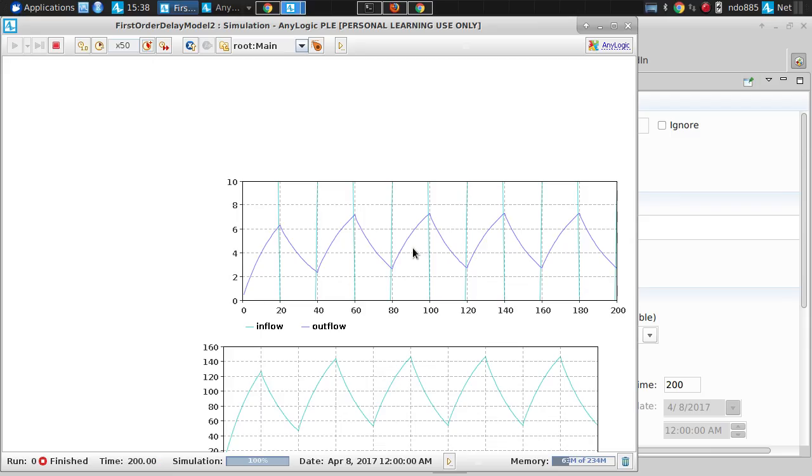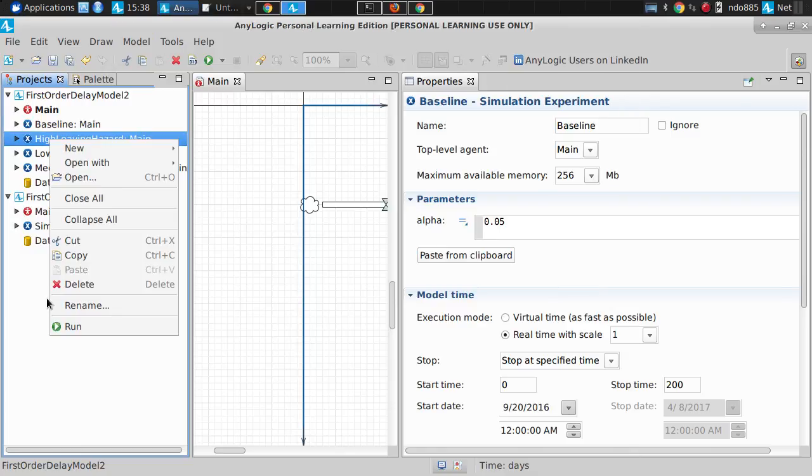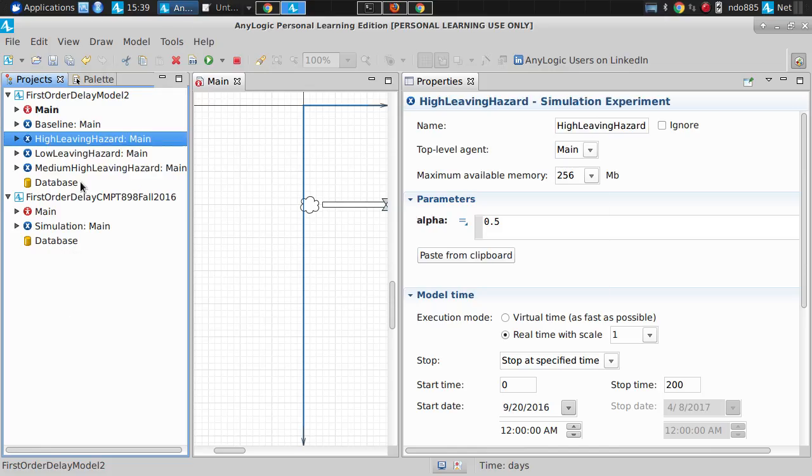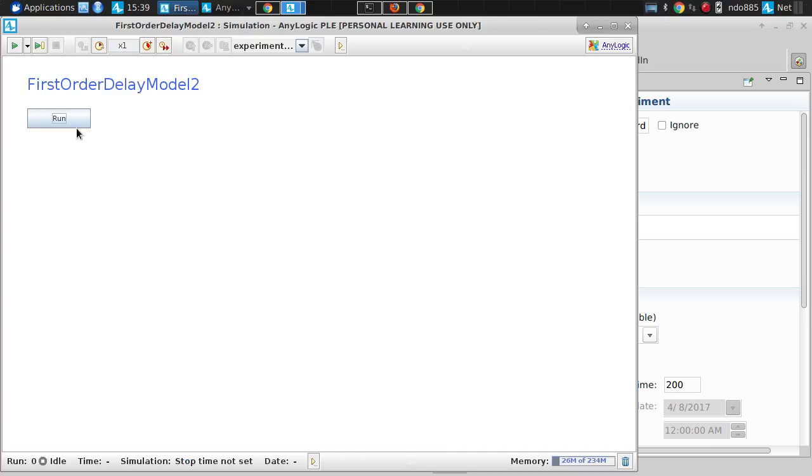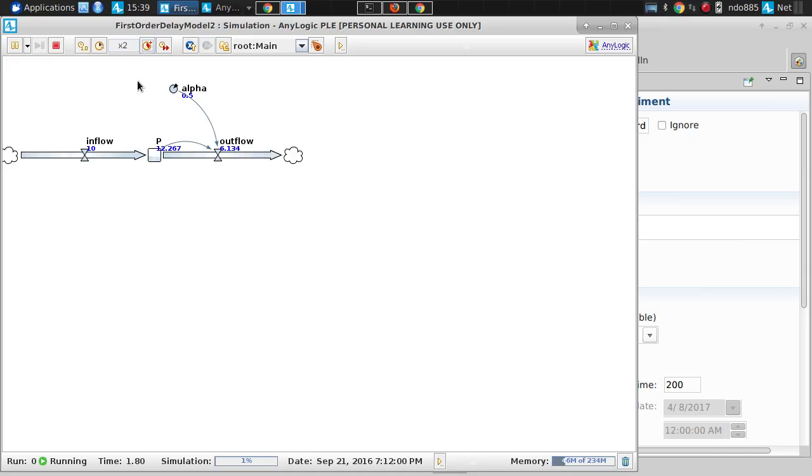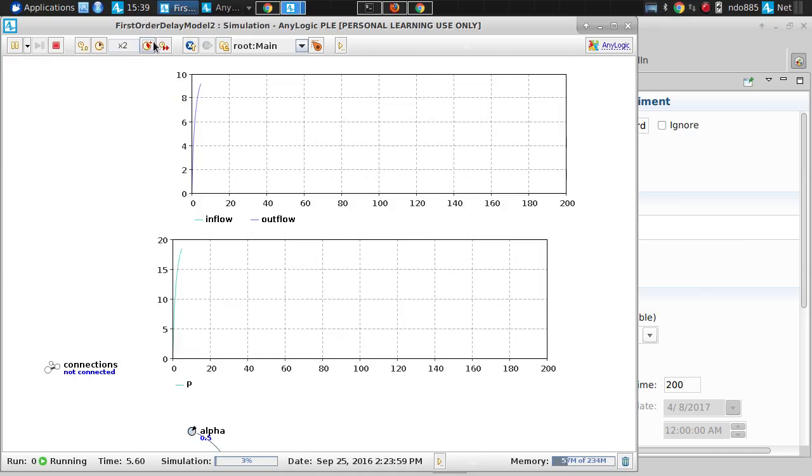So, ladies and gentlemen, it's trying to follow the inflow. When the inflow goes up, it tries to follow it. When the inflow drops, it tries to follow it just with a certain delay. If we do the high leaving hazard here, ladies and gentlemen, here we go. If we do a high leaving hazard, it'll quickly equilibrate, and you could see.